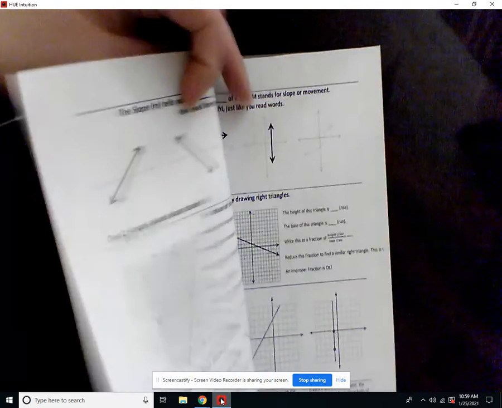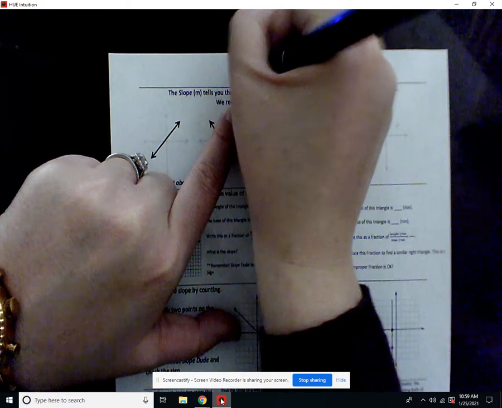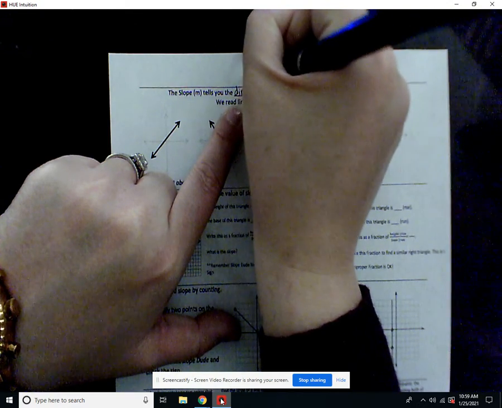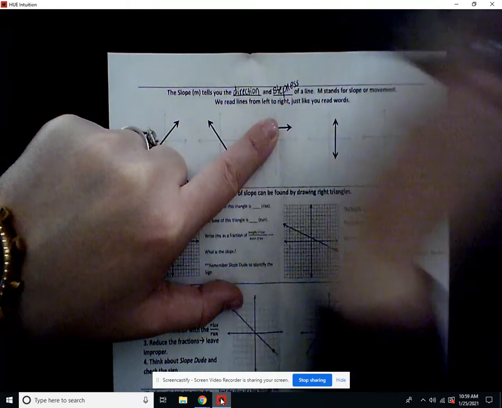So what is slope? Slope tells you the direction and steepness of a line. M stands for the slope or movement. We read lines from left to right just like you read words. So, different types of graphs.